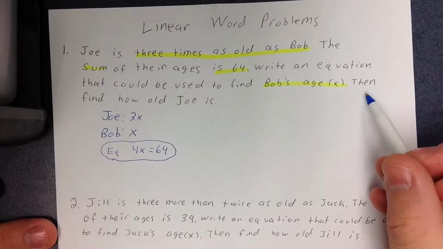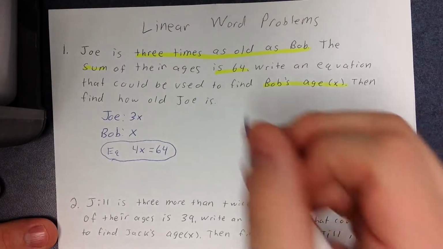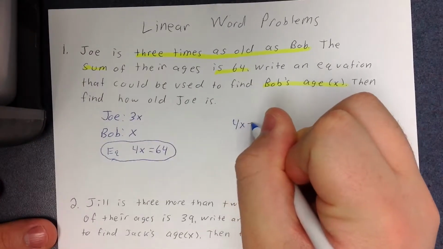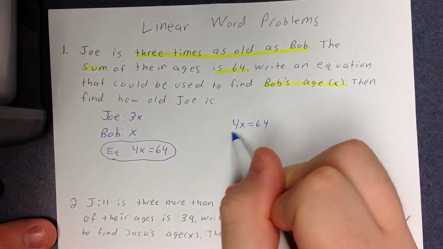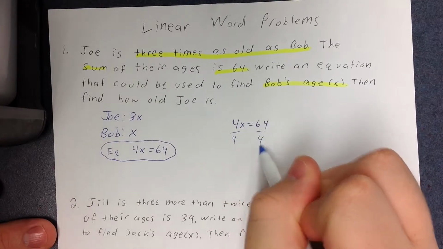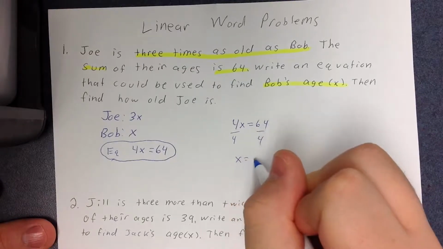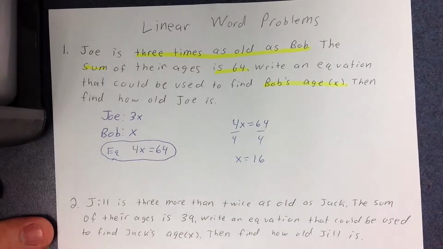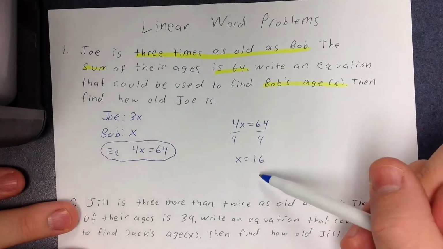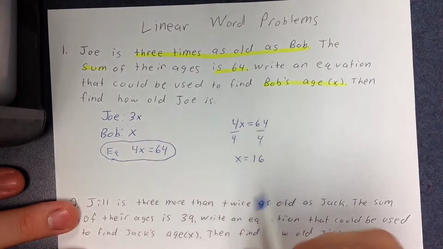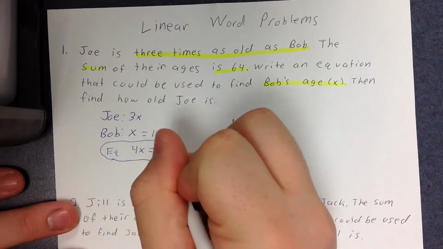Now, it also says find out how old Joe is. So I'm going to have to take this equation and solve it, which is pretty simple. It's just a one-step equation. I have to divide both sides by 4, and I get x equals 16. Now, it's important to understand whose age is 16. Well, x is 16 and Bob is x. So that means Bob is 16.